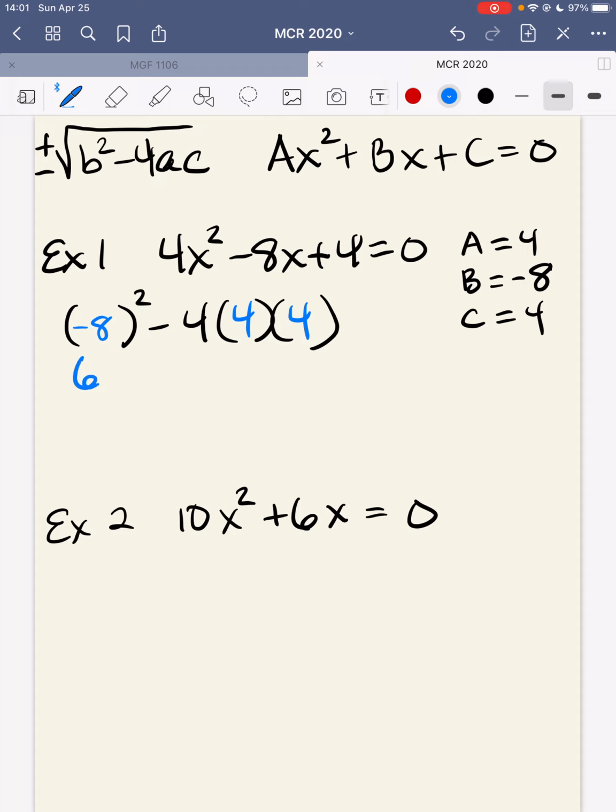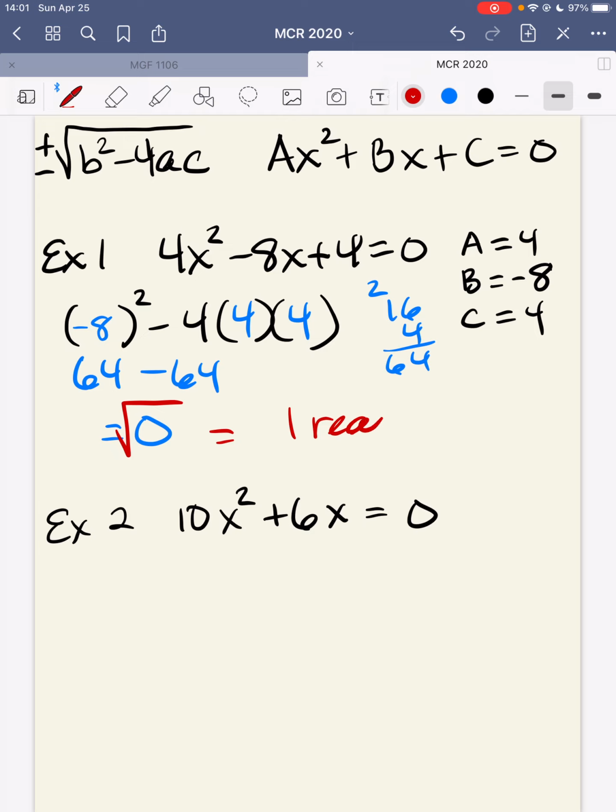So in this case, I have 64 minus, now I have three 4s. 4 times 4 is 16. And 16 times 4 is 64. So 64 minus 64 gives me 0. And the square root of 0 is still 0, right? So this has one real solution.